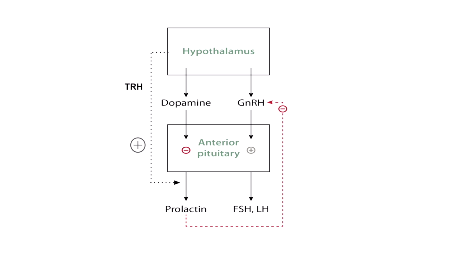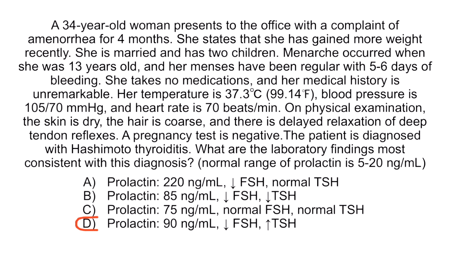This in turn stimulates the overproduction of TSH from the anterior pituitary and TRH from the hypothalamus. We already learned in our lecture that elevated TRH stimulates the secretion of prolactin and leads to signs and symptoms of hyperprolactinemia. Also remember that elevated levels of prolactin inhibit GnRH, which leads to decreased FSH and LH. So with this in mind, the correct answer is D. Prolactin 90, low FSH, elevated TSH.